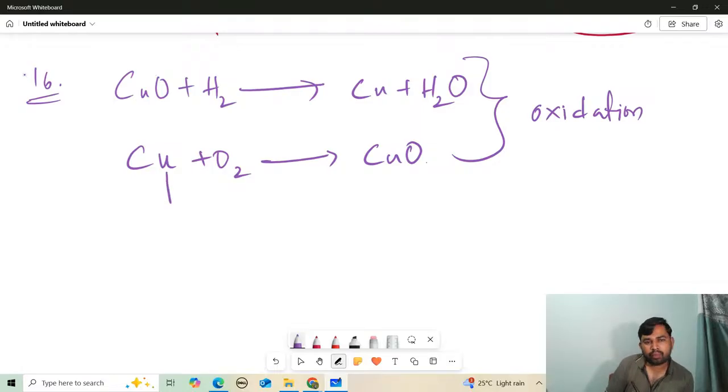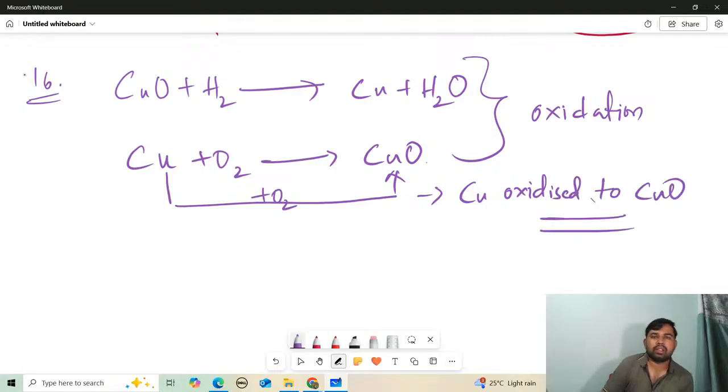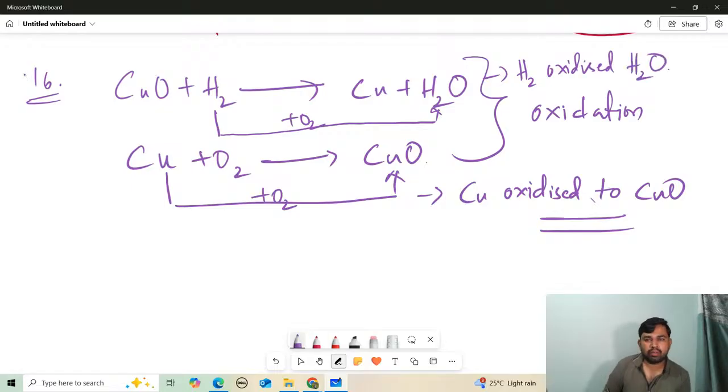You see here, from here to here, we can say we added oxygen to the copper. So in this process, copper is oxidized to copper oxide. Clear? This is an example for oxidation. Similarly, in this one, which one is oxidized, sir? Hydrogen here. For hydrogen we added oxygen. In this second one, hydrogen H2 is oxidized to H2O. These two are examples for oxidation. The same equations you can use for the reduction.